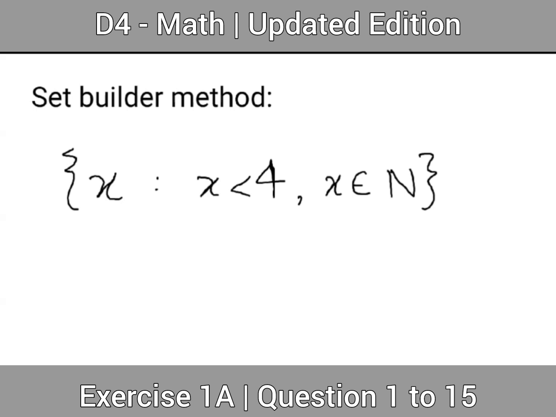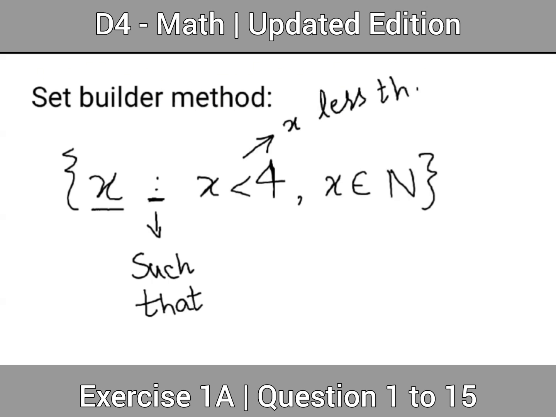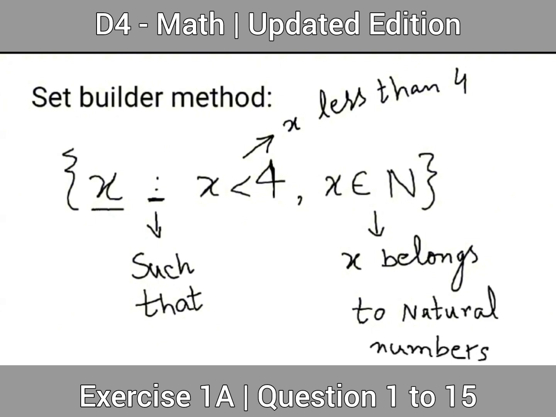So now we will discuss each and every component of this written set. What is x here? x is a variable and we call it x in our case, but you can assign it any other name according to your choice. And what is this? This colon means such that. And this means x is less than 4 and x belongs to natural numbers. This comma separates these two conditions, and this comma means and.